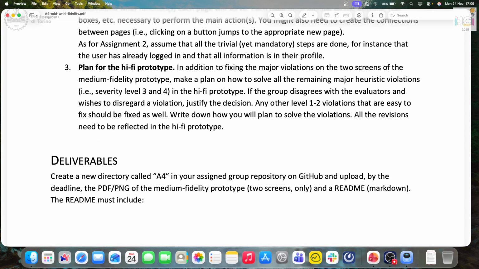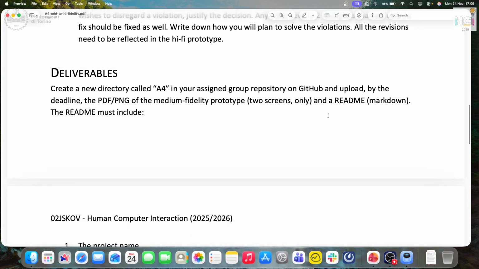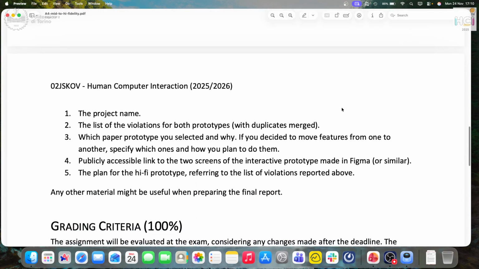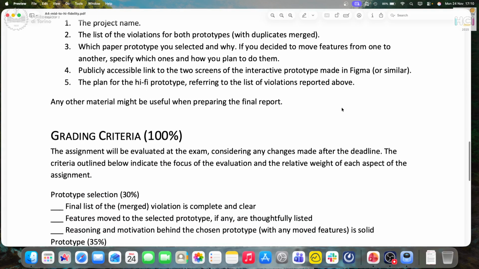And all these changes need to be reflected in the high fidelity prototype. As deliverable, since we will not have a feedback session on it, you can create a directory called A4 and upload by the deadline the PDF and PNG of the 2 screens of the medium fidelity prototype, and a README that includes the evaluation you merged and the things we ask you to write, so you can write it in the README.